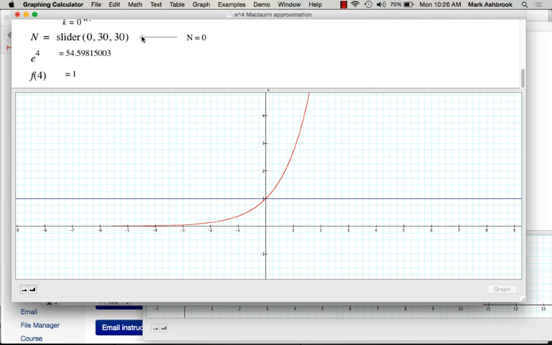Second partial sum is going to be what? 1 plus x, 1 plus x squared over 2 factorial, is 13. So we keep adding terms: 23.6, 34, 42, 48, 51. Here's the 10th partial sum, 54.154. So what's happening is we're converging in on e to the 4th with every additional term that we add.